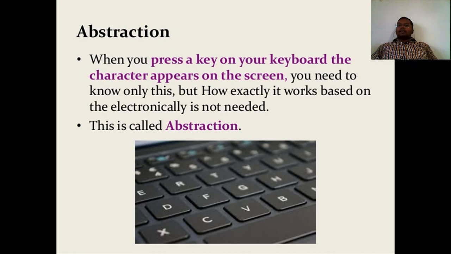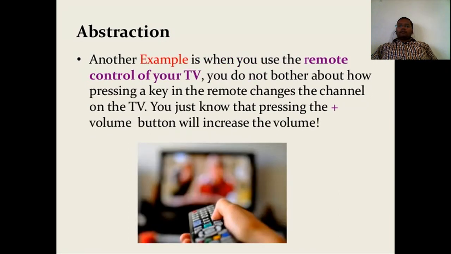This is called abstraction. We only use the keyboard, we only press the buttons, and whichever button is pressed appears on the screen. But how it exactly works, we don't know. That is called abstraction, hiding the essential details from the user. Another example: when you use the remote control of your TV, you do not bother about how pressing a key on the remote changes the channel on the TV. You just know that pressing the plus volume button will increase the volume.